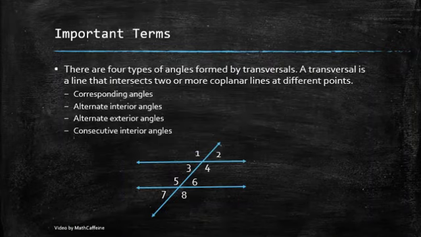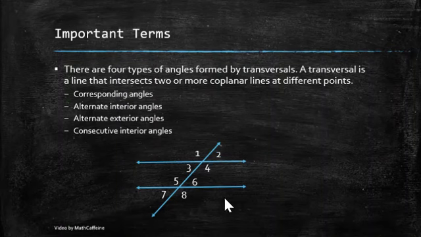There are four types of angles formed by transversals. A transversal is a line that intersects two or more coplanar lines at different points. An example of corresponding angles is angle 2 and 6. They are on the same side of the transversal but are both seated on top of each line.